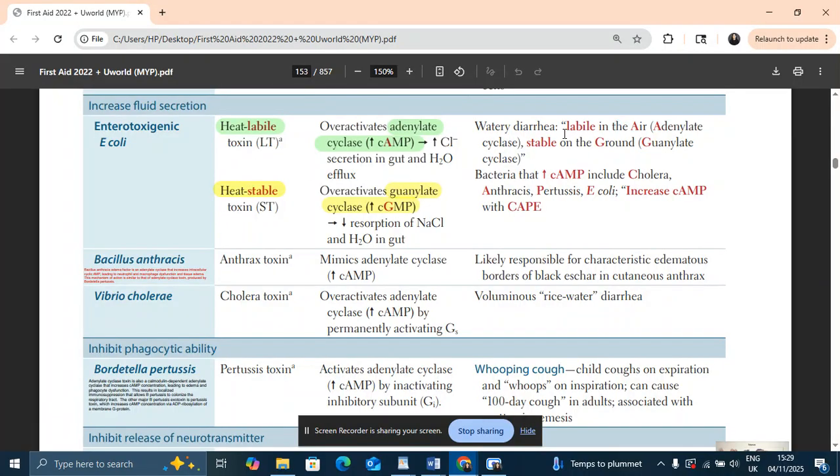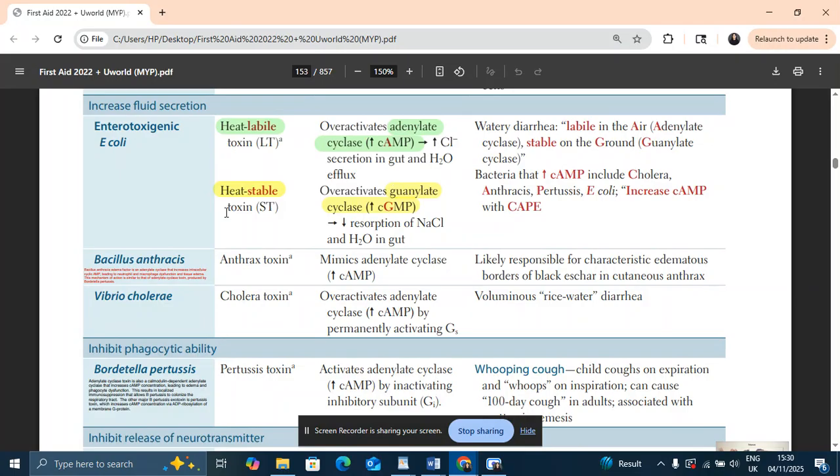Here is a very good example for memorization: labile in the air, heat labile toxin, increased cyclic AMP, labile in the air, AA. And heat stable toxin, stable on the ground. Heat stable toxin overactivates guanylate cyclase, increased cyclic GMP. Okay, so heat labile and heat stable toxin both cause watery diarrhea. We also call it traveler's diarrhea.